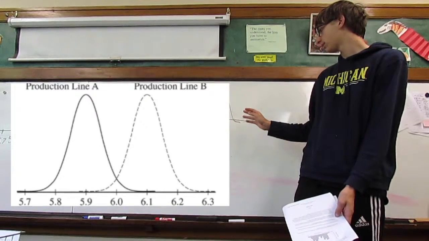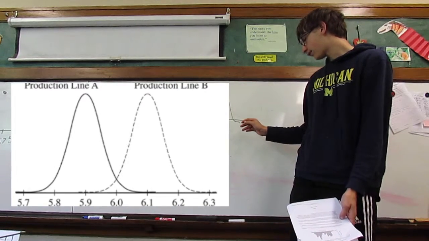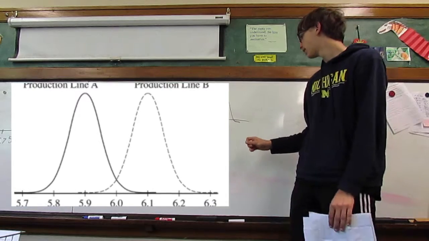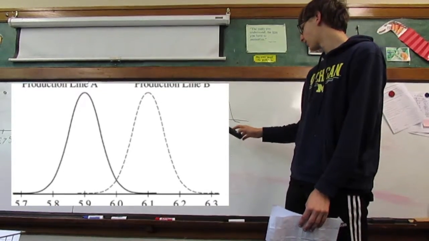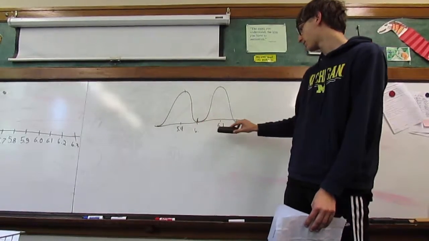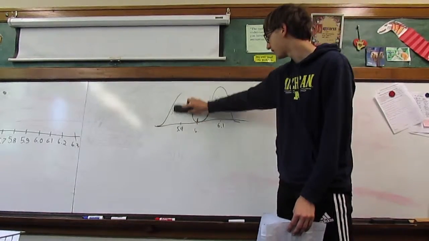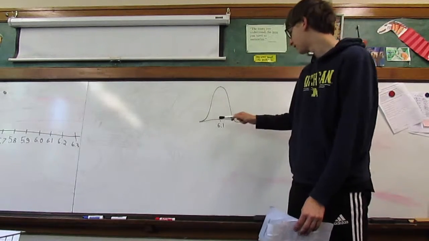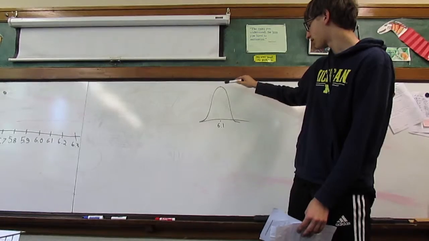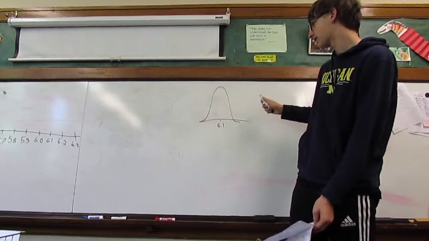It's not very normal. But if you did sampling method 2, you'd end up with one of these 2 curves. So if you chose production line A, it would be this one. If you chose production line B, it would be this one. So if you chose production line B, you'd end up with a curve like this, with the mean in the middle, and then it's a kind of normal-ish curve around it, and it would have a lot less variability.